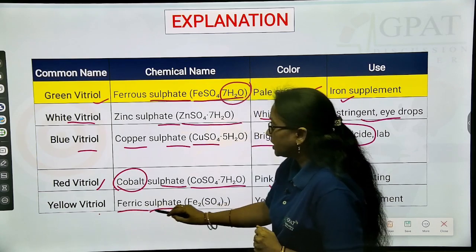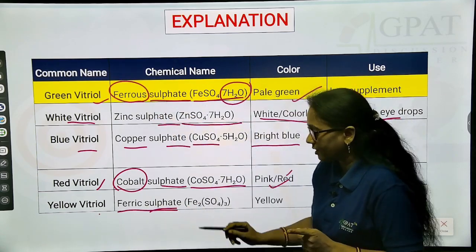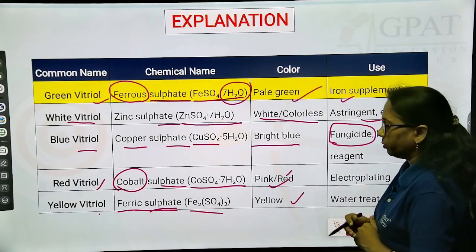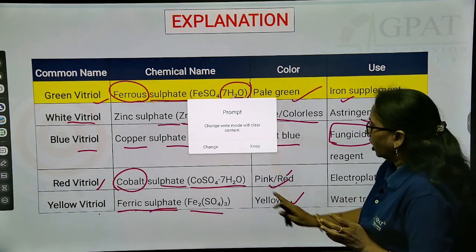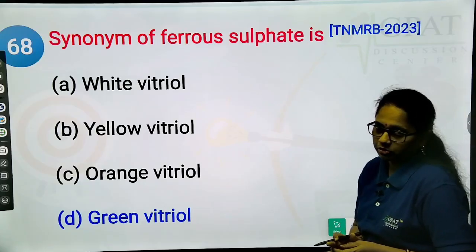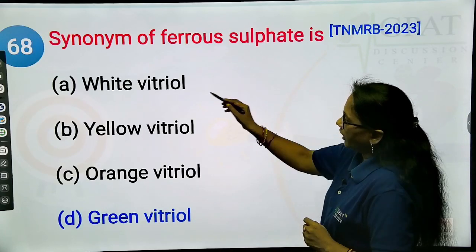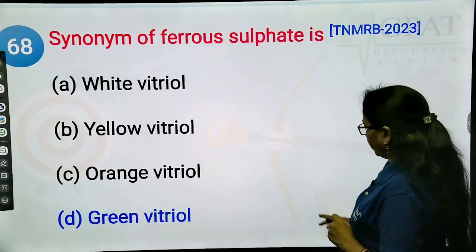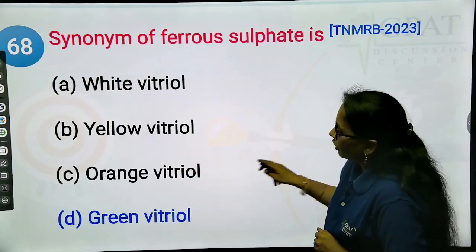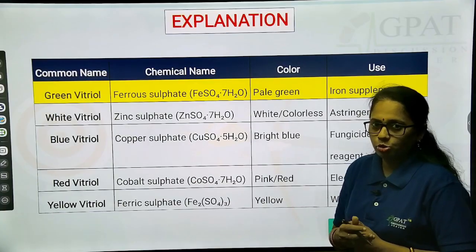And yellow vitriol means ferric sulfate, not ferrous sulfate. Ferrous sulfate is in green color, whereas ferric sulfate, it is in the yellow color. So, this is going to be used in the water treatment plants. Now, let us move to the question they have asked, synonym for the ferrous sulfate. FeSO4 they have asked. So, that is nothing but the green vitriol. So, white vitriol means zinc sulfate, and yellow vitriol means ferric sulfate, as well as orange vitriol. Orange color also they have asked, but because here red cobalt solutions it is also available.